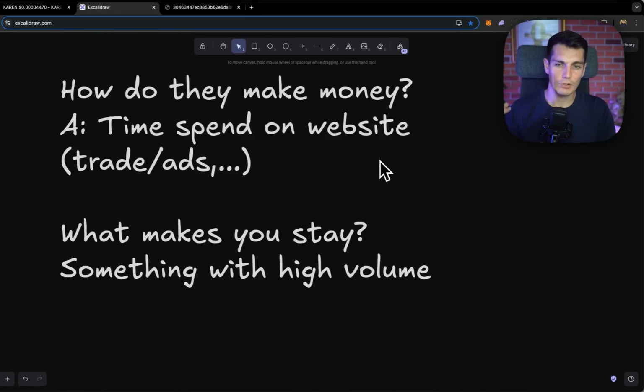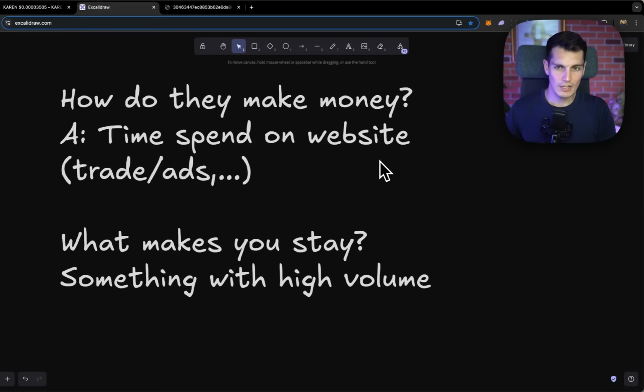The second point we need to know is, how do they make money? It's by the time you spend on the website. Depending, some is going to be with trading, some with advertising. And what makes you stay? Something with high volume. Because if there is a high volume, it means a lot of people are buying it, selling it. What do they want? They want you to do that because that's how they make their money. Now that we have those metrics, we can start to think about how to build a tool, reverse engineer that, so we can do the same.